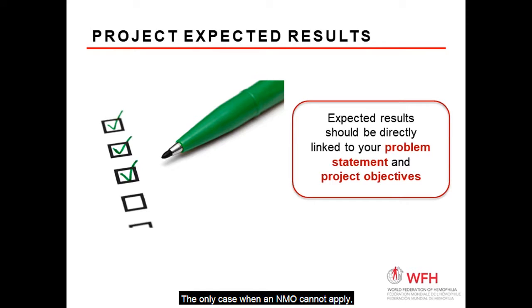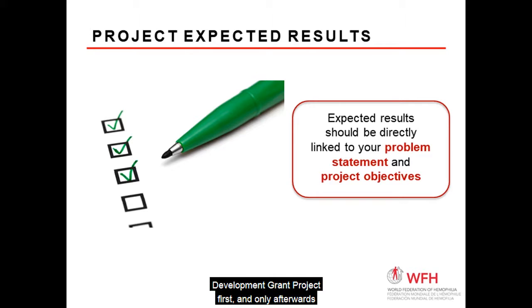The only case when an NMO cannot apply is if you're already currently implementing one development grant program. Let's say if you applied last year and received funding, you would have to complete the current development grant project first, and only afterwards you're eligible to apply a second time in future. Perfect. Thank you. I wanted to make sure we had a chance to answer that question. And thank you, Nelson, for submitting your question.